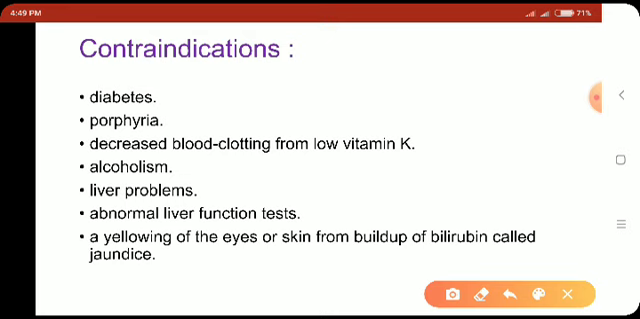Then the patient who is having liver problems, in that patient this drug is contraindicated. Then abnormal liver function test and in jaundice, these drugs are contraindicated. Rifampicin is contraindicated.